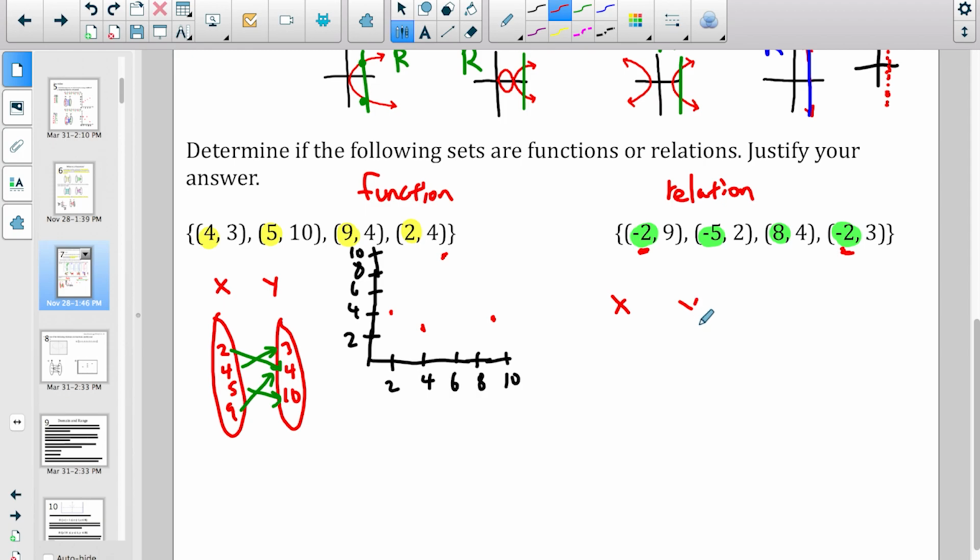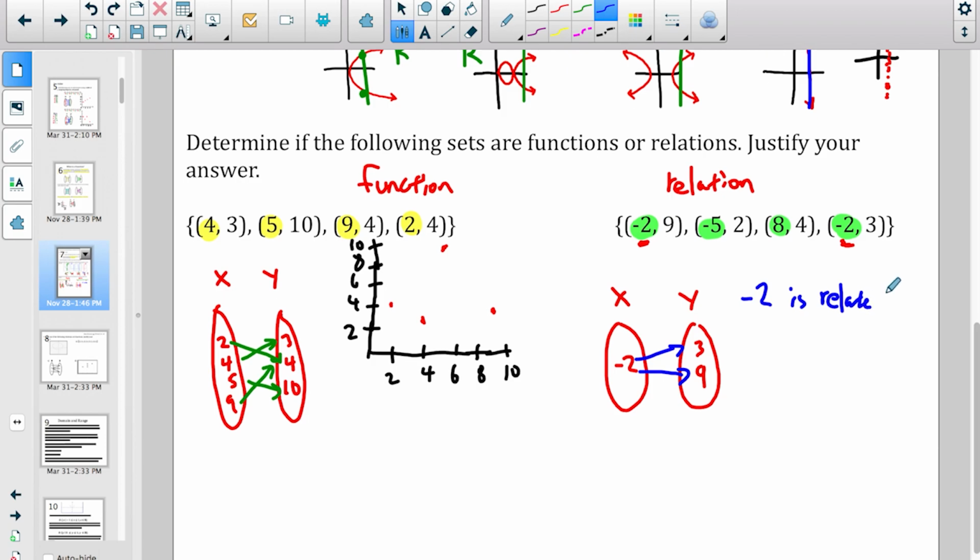If I only considered my 2 points here, I have -2, 9 and -2, 3. We can see right away that this singular x value is related to 2 separate y values. So we can say that -2 is related to more than one y value.